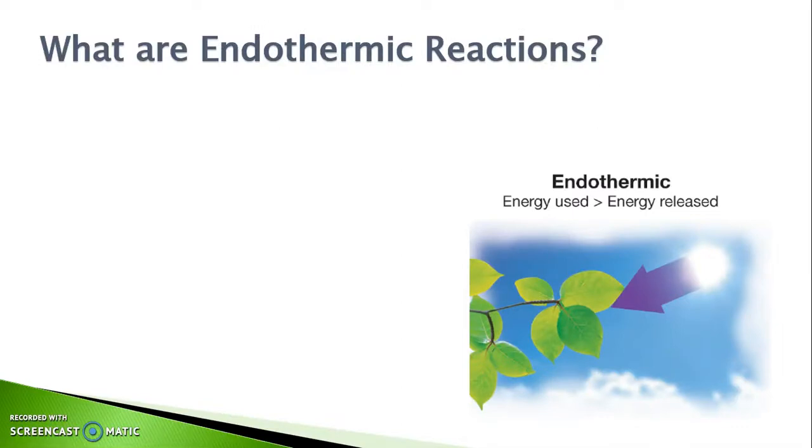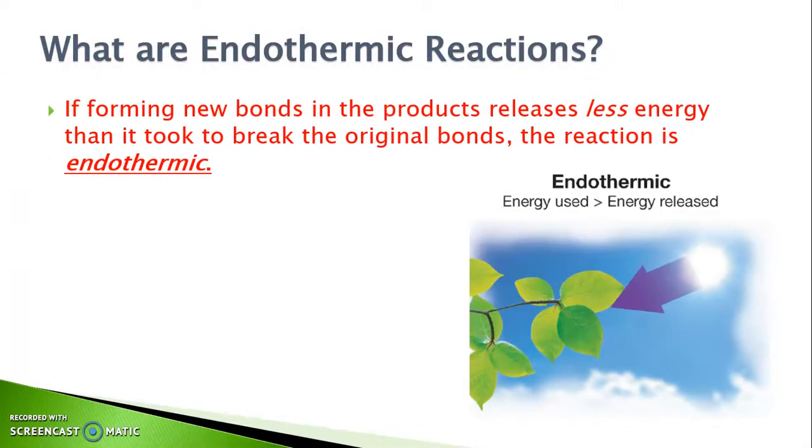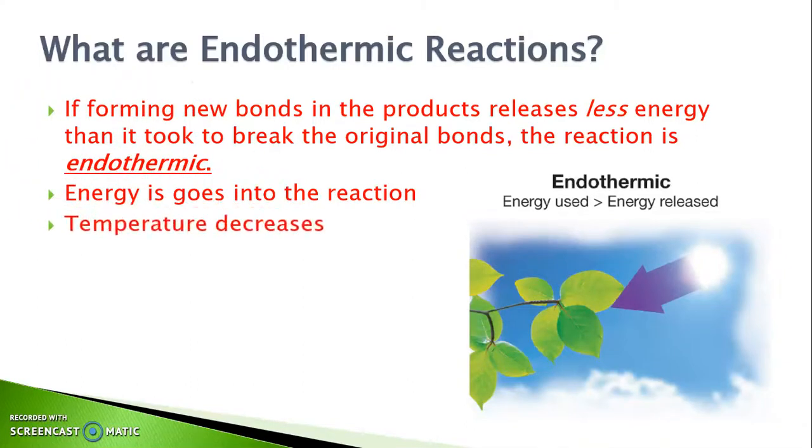Our next one is endothermic reaction. So here's a new section. An endothermic reaction is pretty simple. It's the opposite. If forming new bonds in the products releases less energy than it took to break the original bonds, the reaction is what we call endothermic. So what you need to know about this is energy goes into the reaction and the temperature decreases.